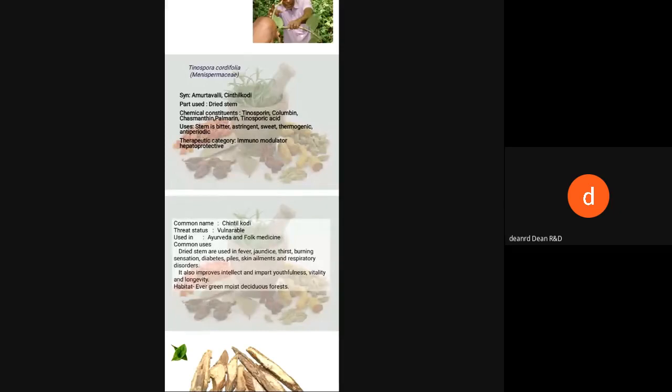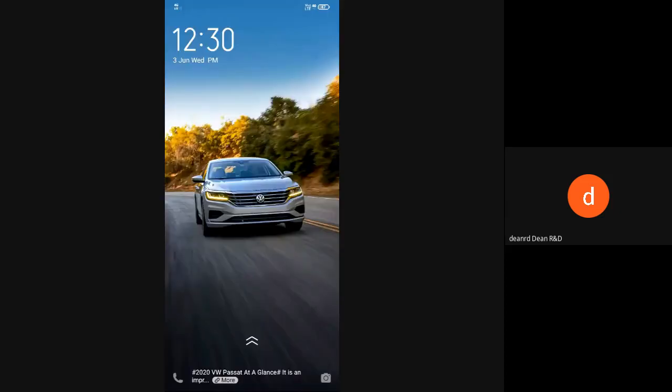The dried stem alone is used, where the chemical constituents are tinosporin and columbin, palmarin and tinosporic acid, which is used as an immunomodulator and hepatoprotective. The stem is very bitter, astringent, sweet, thermogenic, as well as antiperiodic, which is what we call the medicinal importance of this. This is again a vulnerable one, the Sindhil Kodi.